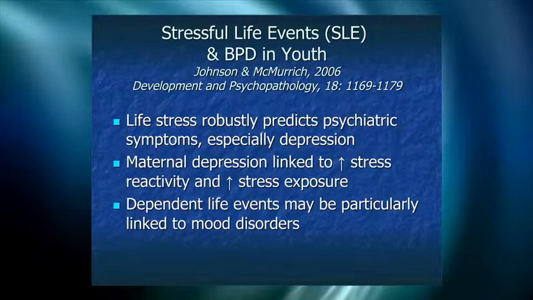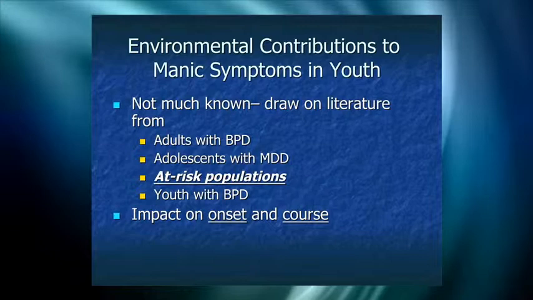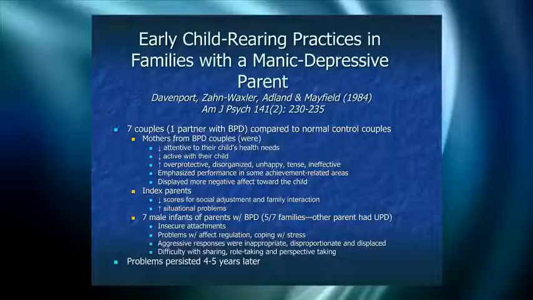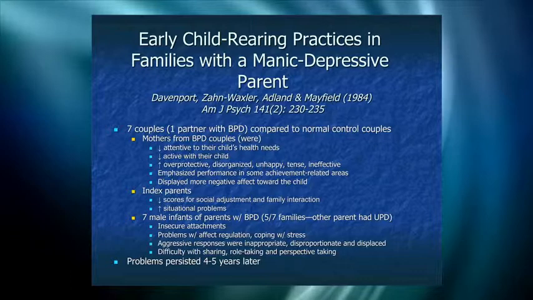Okay. How about at-risk populations? What do we know there? Five different areas. We'll talk about parenting, biological impact, family climate, stressful life events, and social support. This was a really fascinating, in-depth study that's hard to do today, back in 1984 when it was a little easier to get funding. So this was in the intramural branch of NIMH. They had seven couples, one partner had bipolar disorder, and they compared them to normal control couples.